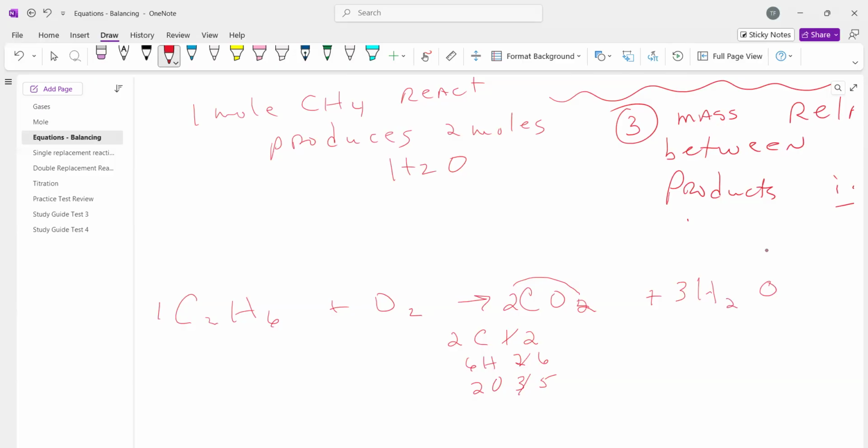Okay, so the problem is oxygen comes in pairs. Now we can't have a fractional coefficient. Coefficients are only, no exceptions, integers. When all is said and done, you've got to have an integer as a coefficient. That's because you can't have part of a molecule, only a whole molecule.